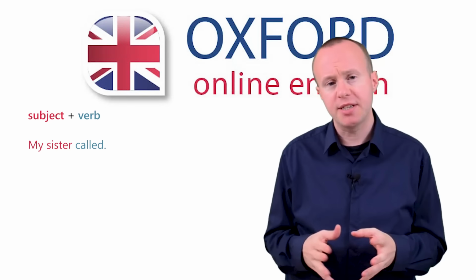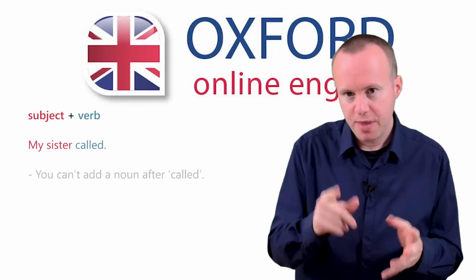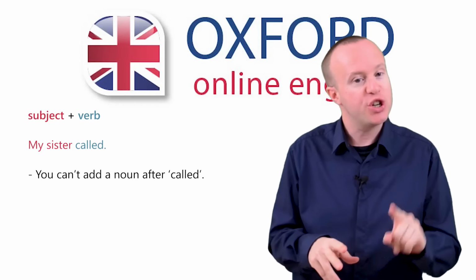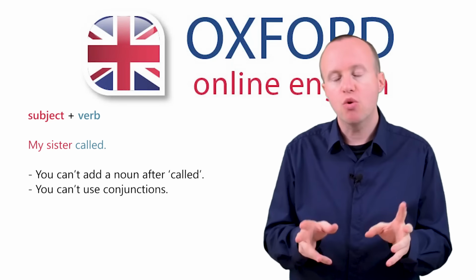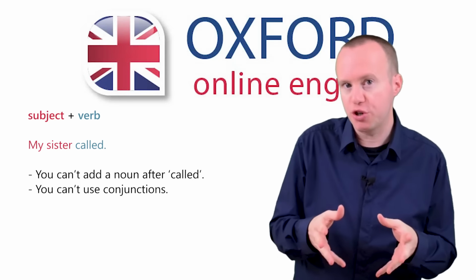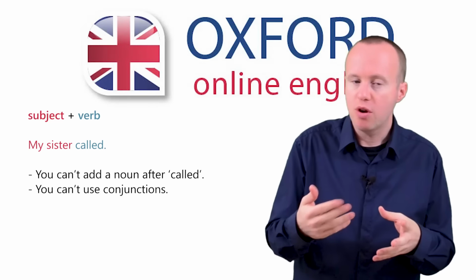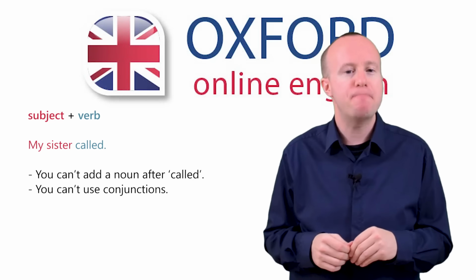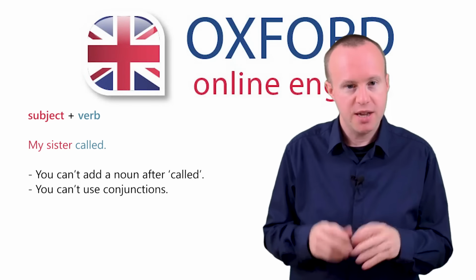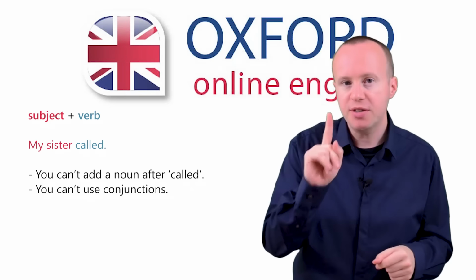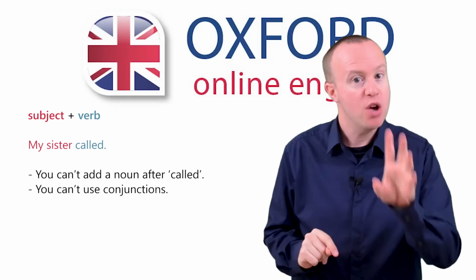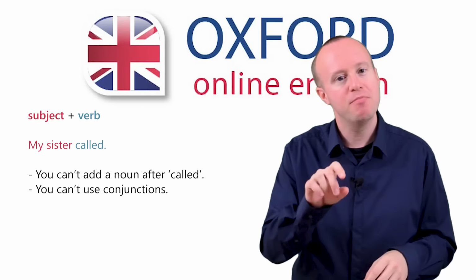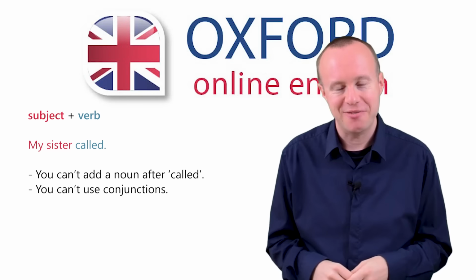For this exercise, there are a couple of rules. You can't add a noun after called because that would change the structure. You also can't use conjunctions like although or because. The idea is to keep the basic structure the same so that the sentence has one subject and one verb, which doesn't have a direct object. Pause the video and try it now.